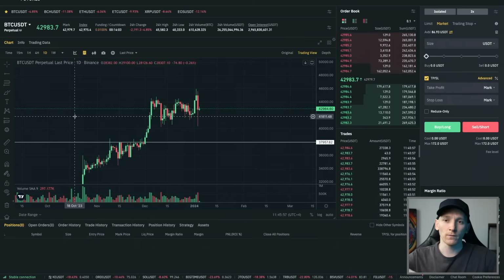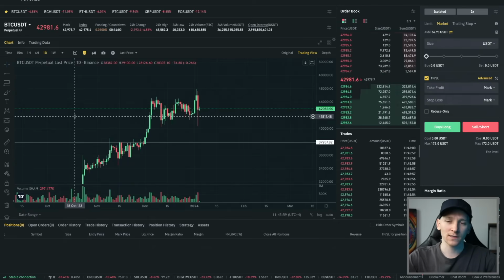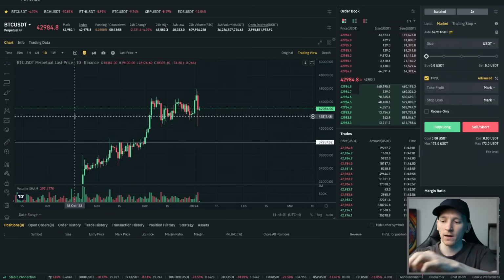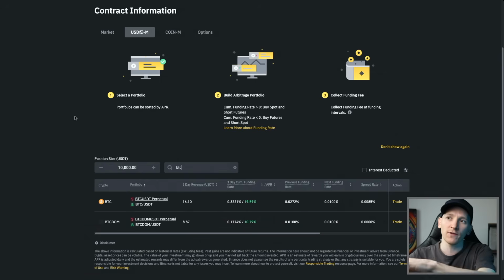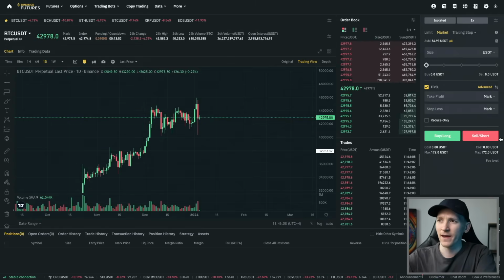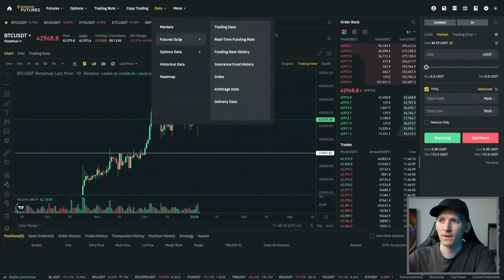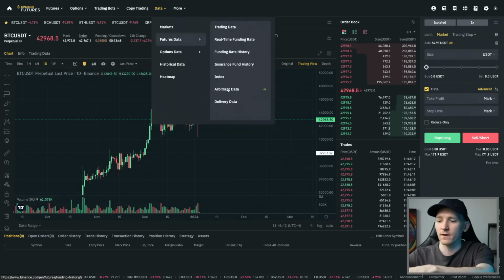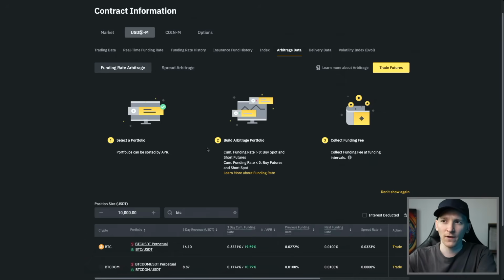Futures doesn't just let us speculate on prices. It also gives more professional traders the ability to hedge positions or just take arbitrage out of the market. Like I said with the funding rate earlier in the video, there is this page on Binance. You can get that via the data page up at the top. So if you go to data, futures data, and then arbitrage data, that takes you down to the funding page.